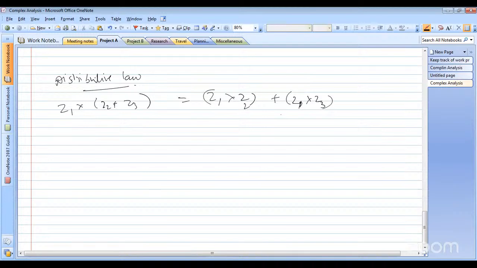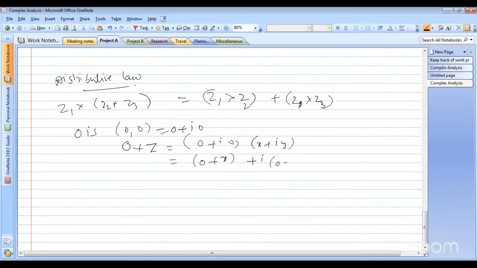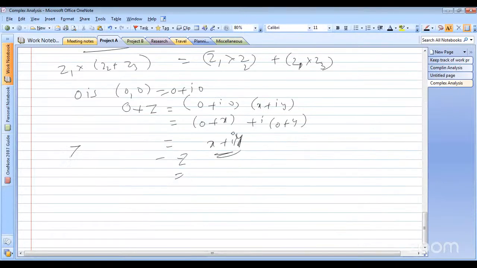So we check some of the above properties. First, the additive identity 0 is 0 comma 0, that is 0 plus i0. Therefore 0 plus z, that is 0 plus i0 plus x plus iy, gives (0 plus x) plus i into (0 plus y). Therefore we are writing x plus iy, the same. So x plus iy is equal to z. Similarly z plus 0 is equal to z.